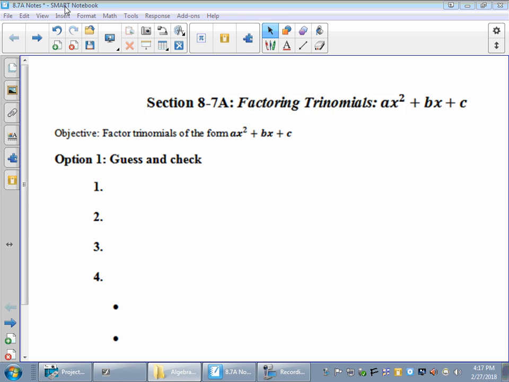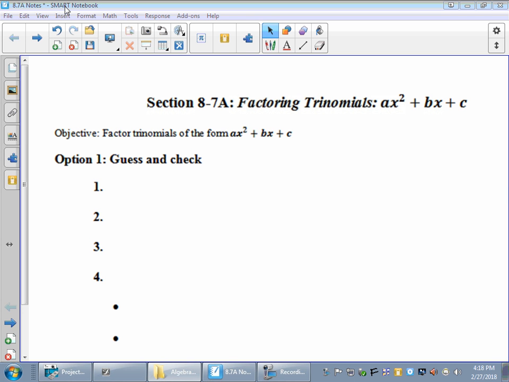So what have we learned so far in Chapter 8? So far we've learned about greatest common factors and how to factor those out from binomials and trinomials. We also learned how to factor a four-termed or greater polynomial by grouping. And we learned what it means to solve by grouping in Section 8.5.